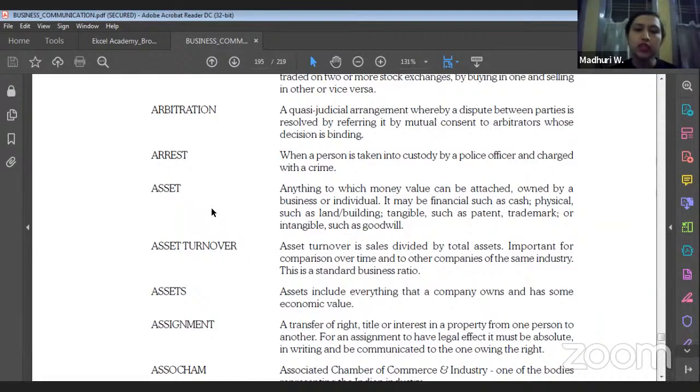Basically, anything to which money value can be attached. It could be cash, it could be physical, such as land or building. It could be tangible or intangible, right? Tangible like patents or trademarks. It could be intangible such as goodwill.